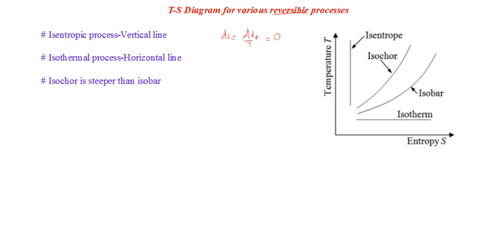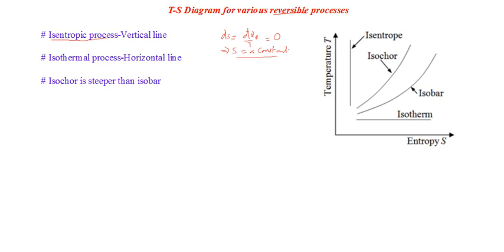So with this we have already concluded in our previous sessions that dS is equal to 0 for a reversible adiabatic process, and it means that S is a constant. Such processes we named earlier as isentropic processes, the processes where entropy remains constant.